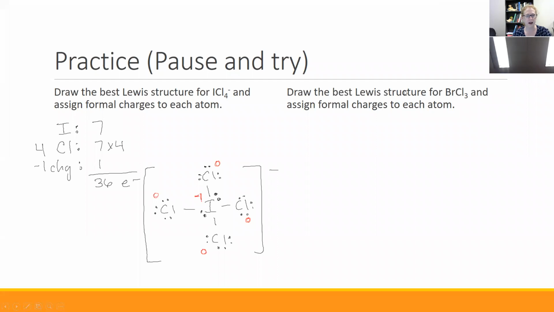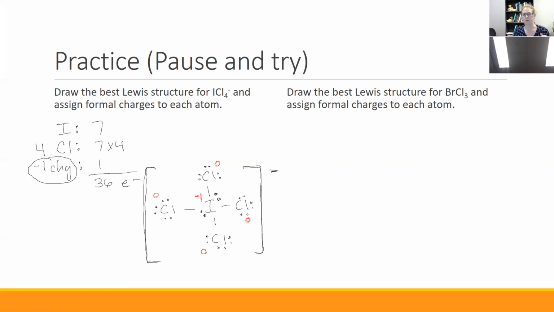All right, here's the ICl4 minus ion. First thing I want you to notice is that because it's an ion, when we calculated our valence electrons, we had to add an extra one for the -1 charge. So that might be one place that you need to pay attention when you do ions. Another thing, because it's an ion, I stuck it in brackets and I put the charge outside. The structure itself has all the chlorines around the iodine, so the least electronegative in the middle.